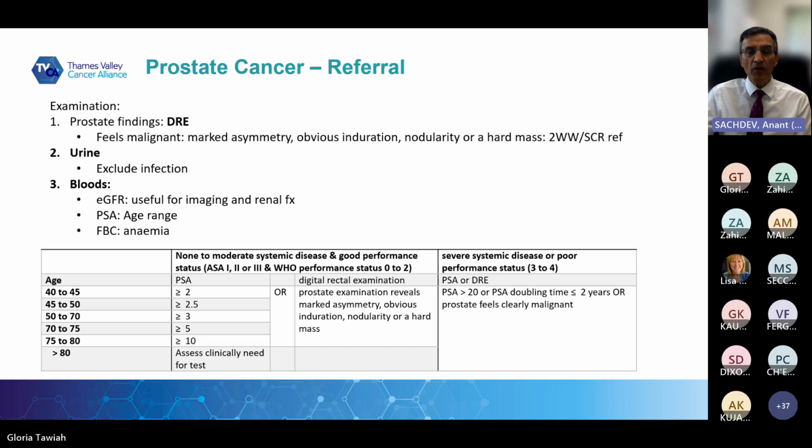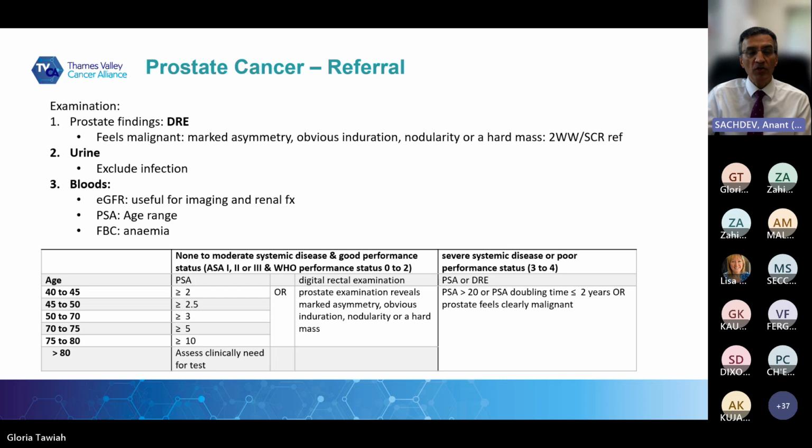So when making a referral, obviously we will almost certainly need to do an examination, and digital rectal examination is really quite important to do, because you can then work out if the prostate is asymmetrical, has induration, nodularity or a hard mass, and definitely feels malignant. And in that case, it's absolutely essential that you make a suspected cancer referral.